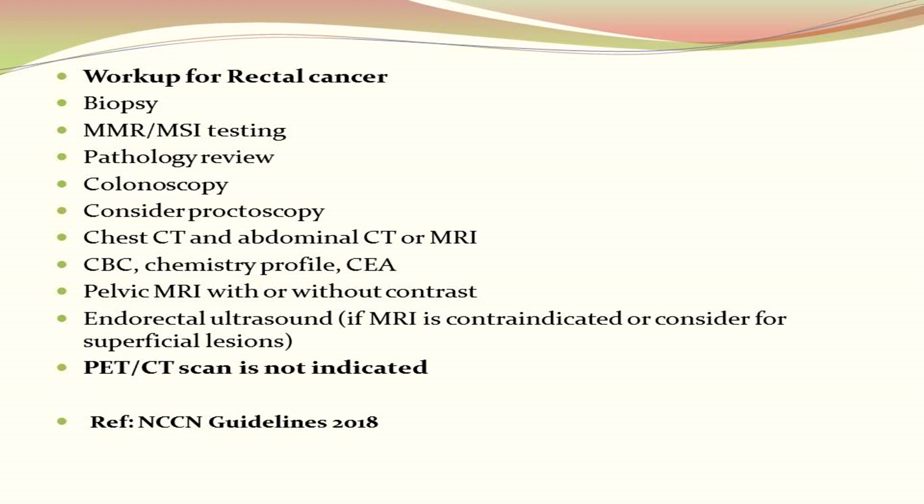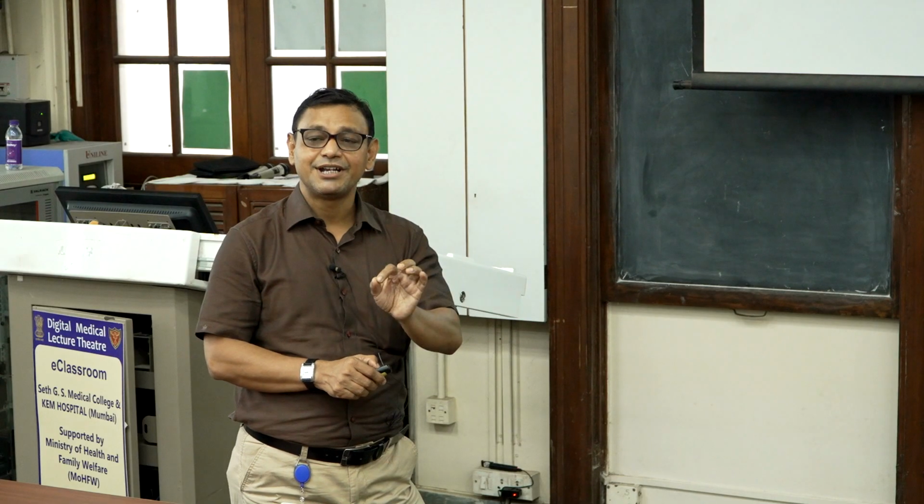CT scan of chest and abdomen, we do especially to know the liver metastasis and ascites. That means whether it's a metastatic tumor or not. CBC, chemistry, CA, pelvic MRI, as I said, endorectal ultrasound. Important catch here, we don't do PET scan or PET CT as a workup for rectal cancer. Remember this. Exactly the opposite happens in case of CA anal canal. In CA anal canal, as a pre-operative workup, we do a PET scan. Here, we don't do a PET scan as a routine workup. As I said, there are specific indications where we do a PET scan in a CA rectum.